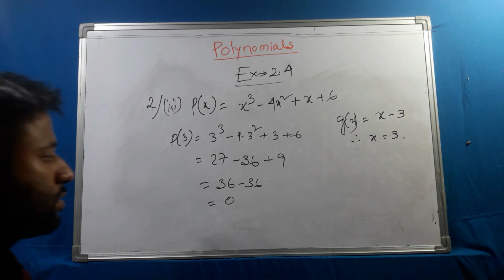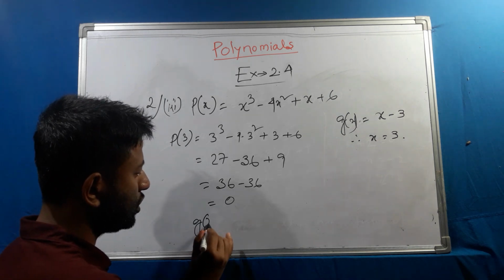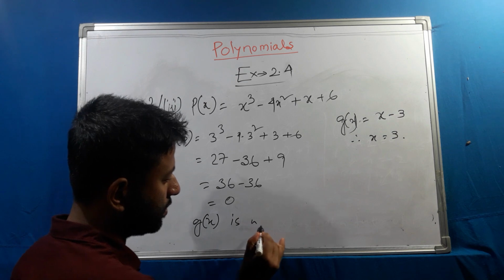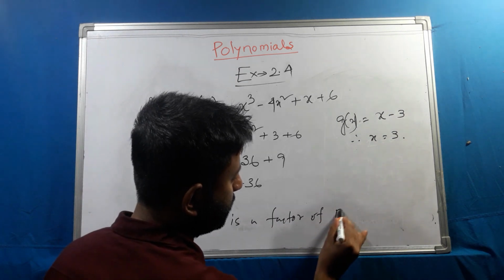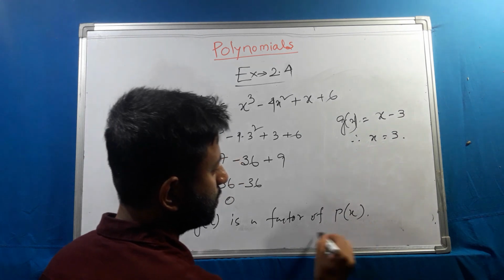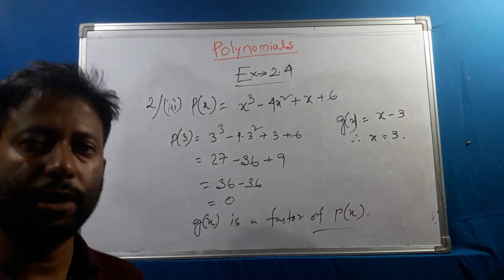If remainder is 0, then I can say g(x) is a factor of p(x). Okay, clear?